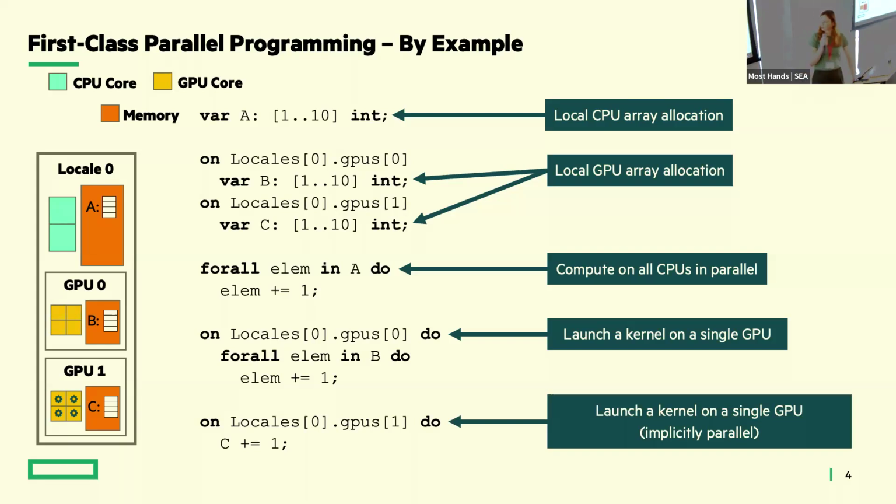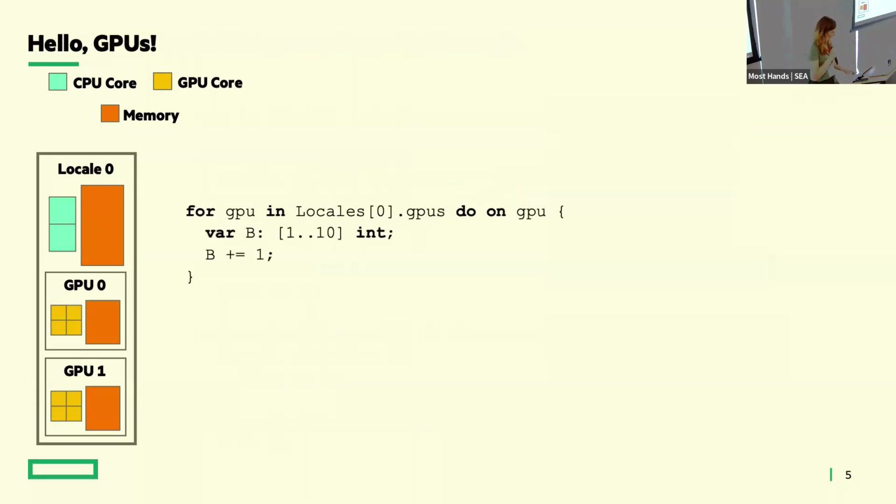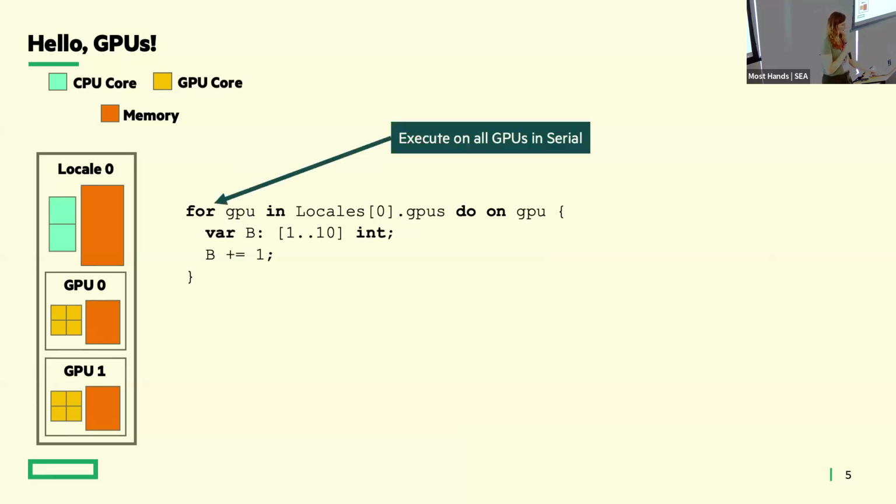So using those constructs, we can compute across all of those GPUs. I'll run through this example here. I'm going to go through all of the GPUs that are available to me and do a computation on each of them in turn, so we'll execute on them in serial. There's GPU 0, followed by GPU 1.